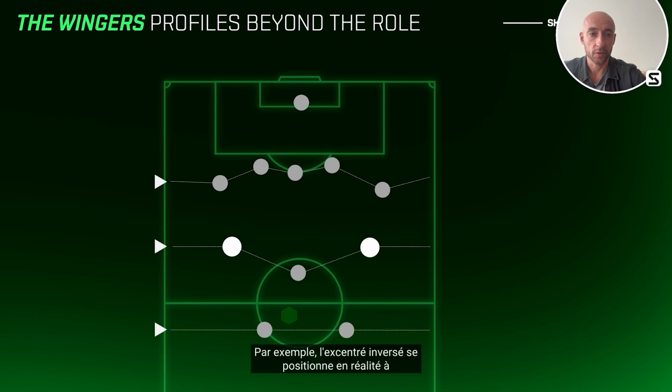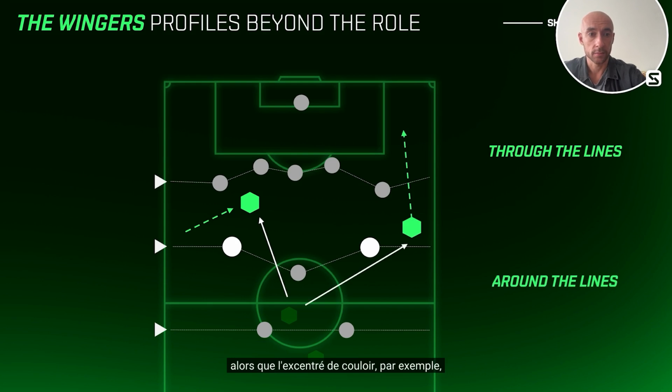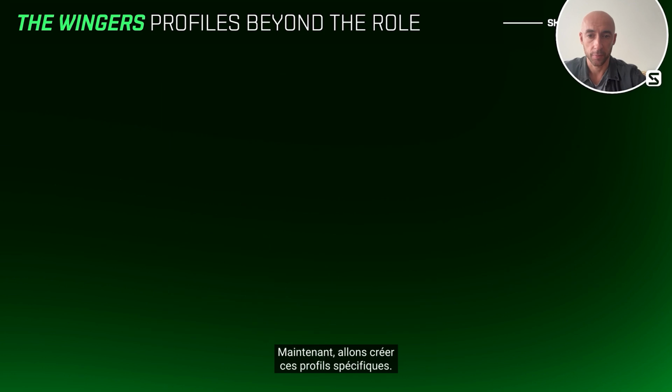So, for example, the inverted winger is positioning inside the opposition defensive shape, offering options to break the line through the line itself, while the wide winger is positioning in the external channel, so progression will happen around the defending line. Thanks to the SkillCorner metrics, we can understand which lines we are interacting with, being the first line of pressure, the second last line of pressure, usually midfielders, and then the last line of pressure, which is usually built by defenders. So now let's go and build the specific profiles.